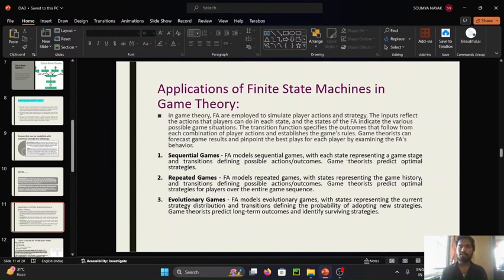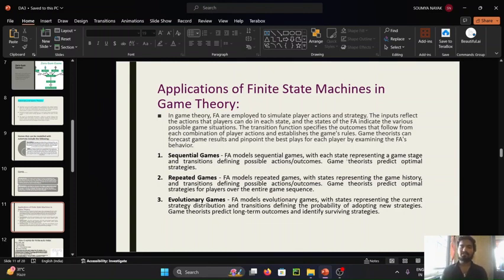So simply, we have the entities and they have some sort of rules. Based on the rules of the game, they decide their action and get the reward, whether it is a winning situation, a losing situation, or both can win. We can characterize this into three types: sequential games, repeated games, and evolutionary games.